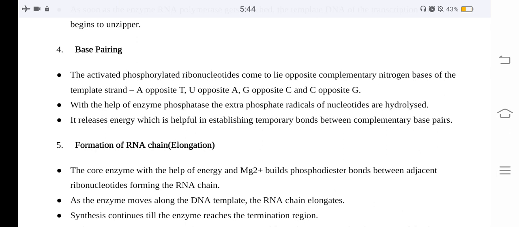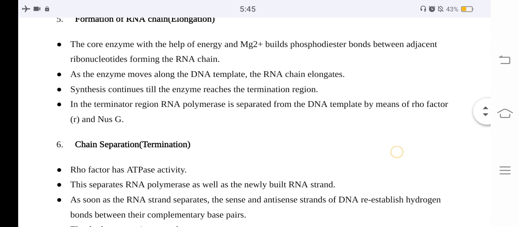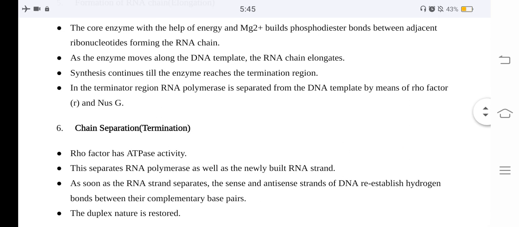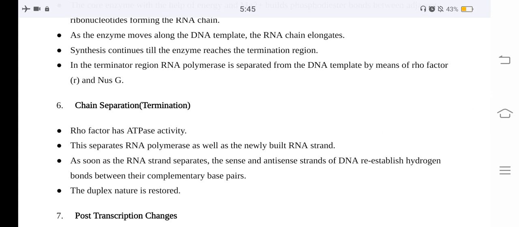Then formation of the RNA chain, elongation. The core enzyme, with the help of energy and Mg2+, builds phosphodiester bonds between adjacent ribonucleotides, forming the RNA chain. As the enzyme moves along the DNA template, the RNA chain elongates. Synthesis continues till the enzyme reaches the termination region. In the termination region, RNA polymerase is separated from the DNA template by means of Rho factor and NusG.